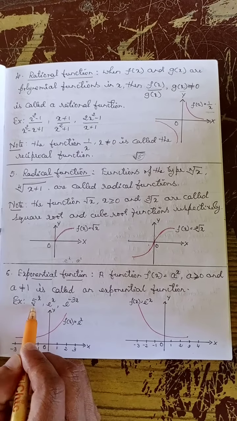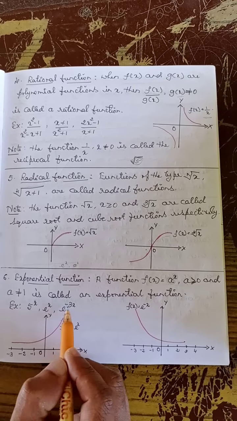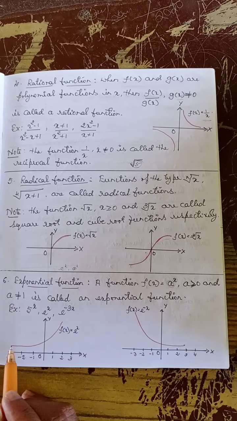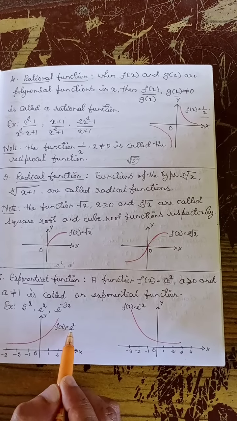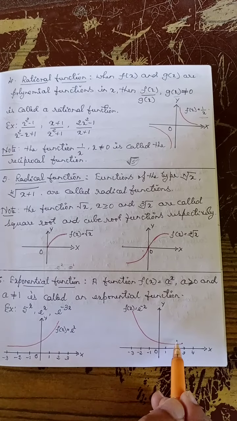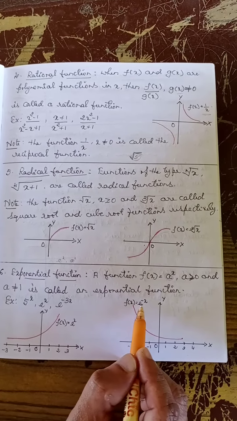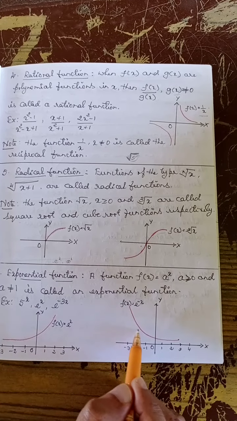Examples we can give are 5 to the power x, e to the power x, e to the power minus 3x. This is the graph of f of x is equal to e to the power x, and this will be the graph of f of x is equal to e to the power minus x, negatives from here and positives from here.